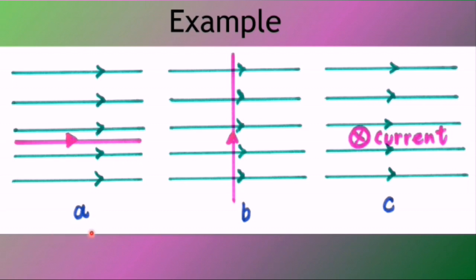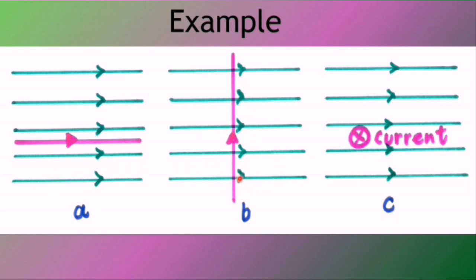Let's take the first case. As I have told so many times, the three quantities, field lines, current and force, are mutually perpendicular to each other. And we have studied already in terms of angle theta that if angle theta is 0, sine 0 will be 0. So there will be no force acting on the current carrying conductor if current is flowing in the same direction in which the magnetic field lines are going. So force will be 0 here.